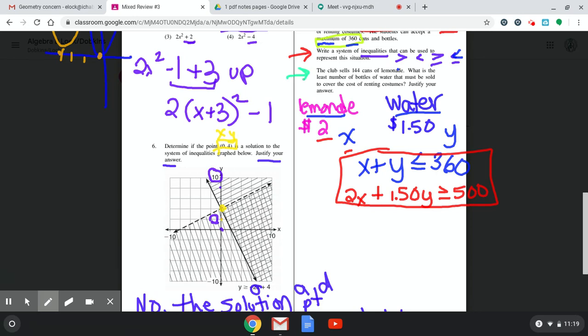The club sells 144 cans of lemonade. What is the least number of bottles of water that must be sold in order to cover the cost of renting the costumes? Justify your answer. When they have you justify your answer, just solving the equation is enough work to get you credit here. So 144 cans of lemonade, X was my lemonade. I'm going to put 144 into the X here, and we can solve for the Y.